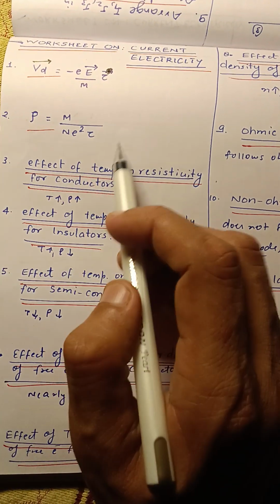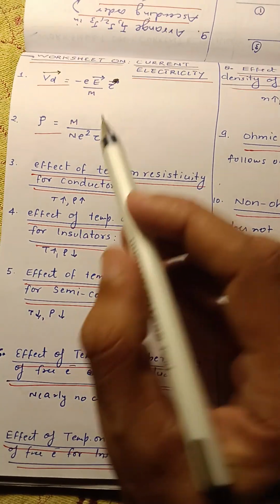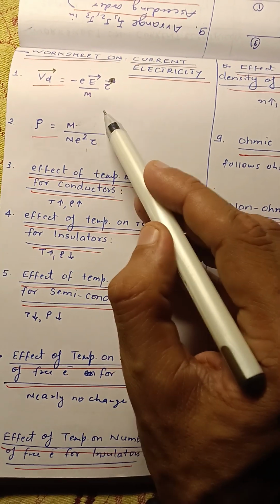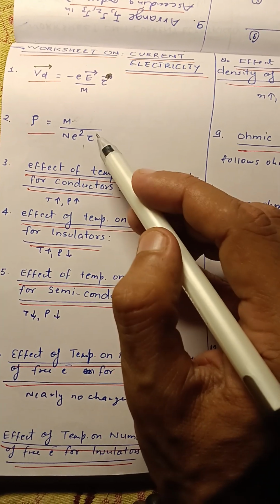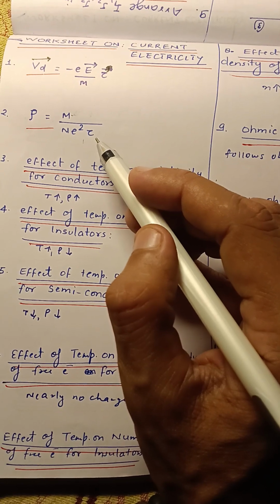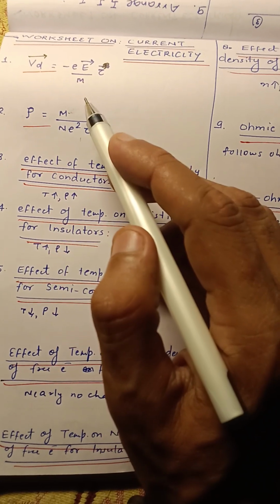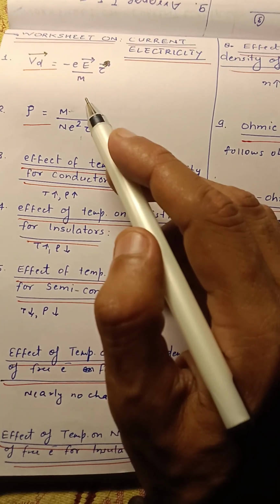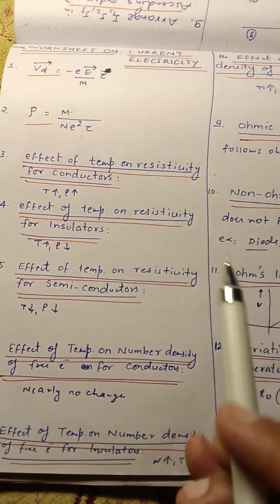Now comes the concept of resistivity. Resistivity is equal to m upon n e square tau, where m is mass of electron, n is number density of electron, e is electronic charge, and tau is the average relaxation time, which is the time interval between successive collisions of electrons. So these are the simple results, and you should retain them as they are asked multiple times in the exam.